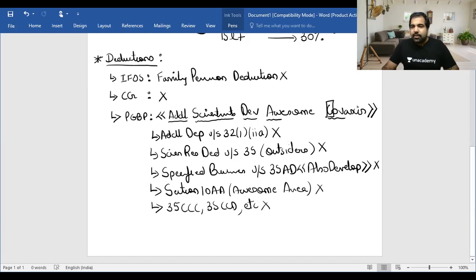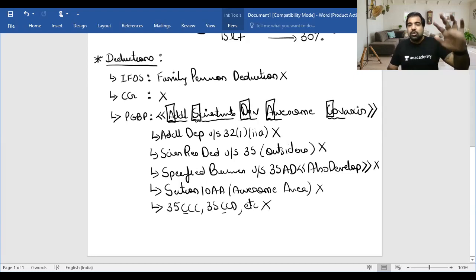So this Covaxin is basically for development, and this is the C series, and hence I've written C, Covaxin. Additional depreciation you will not get. Scientific research outsiders you will not get. Also develop you will not get. 10AA awesome area you will not get, and these C series deductions you will not get. Otherwise, guys, life goes on. Usually you will get all the deductions. There are one or two more, but that's at CA final level, like site restoration fund, etc. At CA inter level, you don't have to worry about this. So in PGBP you will not get these.